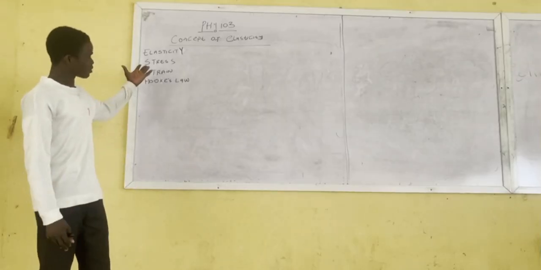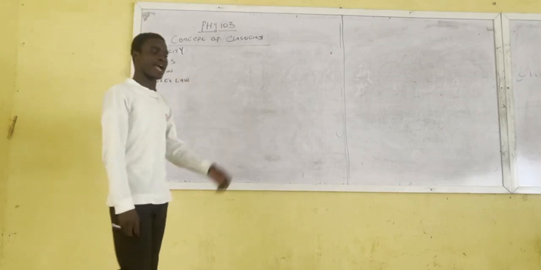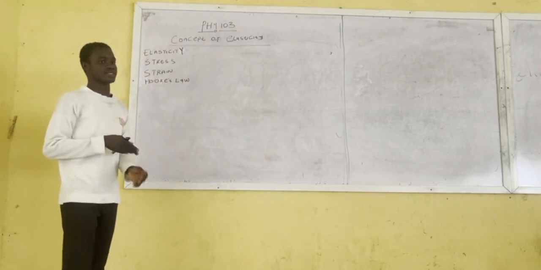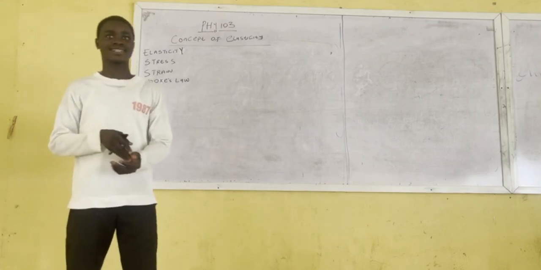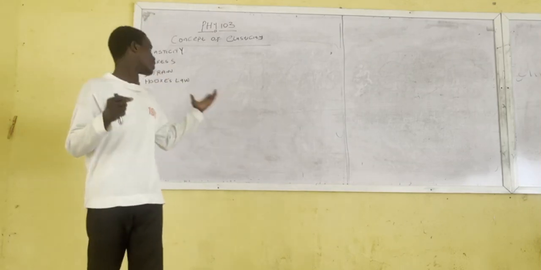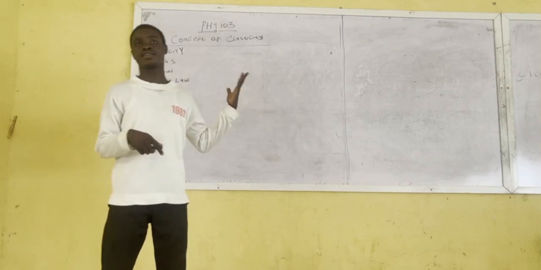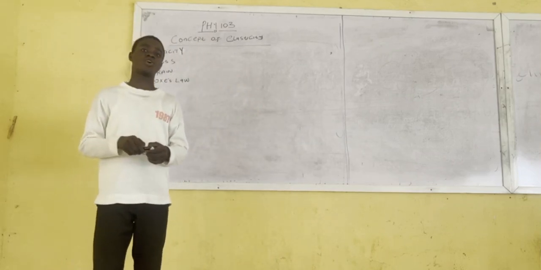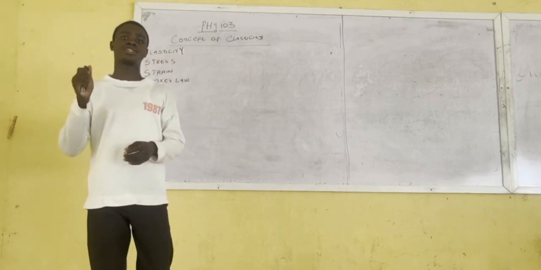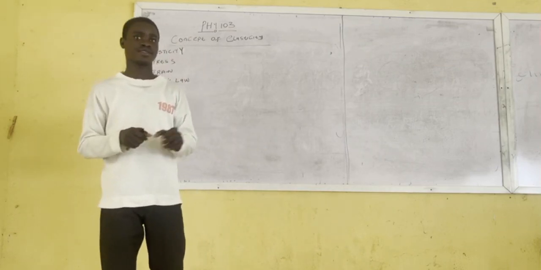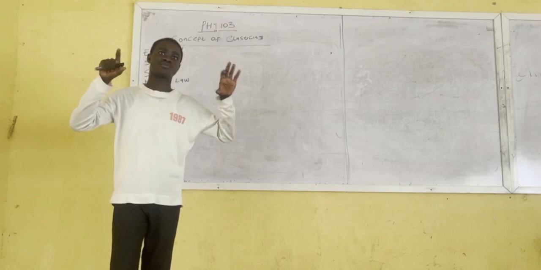So, let's look at elasticity. I know many of us will have been hearing the word elasticity. What does it mean? Yes, elastic, is what you are thinking. Now let's define elasticity. We define elasticity as the ability for an object to regain its original shape after being stretched or compressed. Remember the word stretched or compressed.